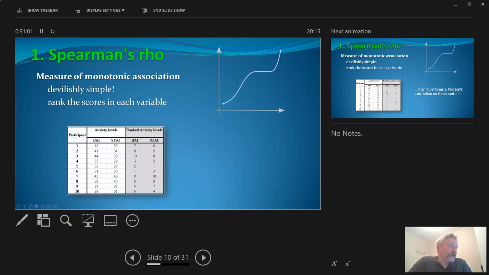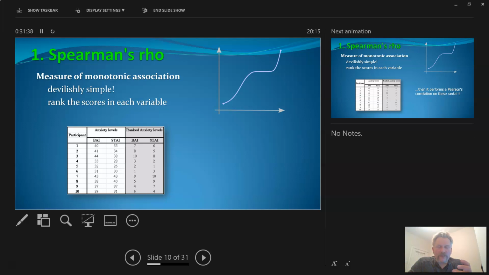So, for instance, what I've got here is we're looking at people's anxiety levels, and let's say we're comparing how they scored on the State-Trait Anxiety Inventory, and also looked at Beck's Anxiety Inventory. So we've got 10 people. They've all been measured on 2 indices of anxiety. Well, you'd think if someone was high on one measure of anxiety, they'd also be high on the other one.